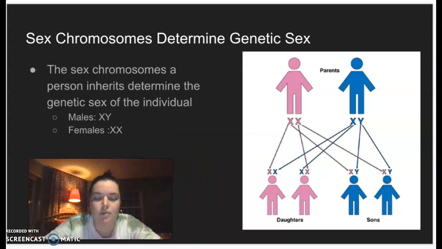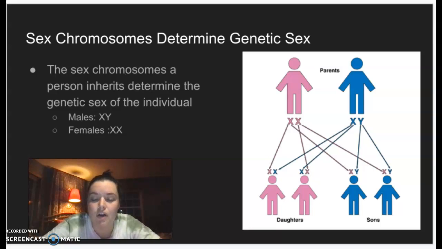So the sex chromosomes are what determine the genetic sex of an individual. They are inherited from the parents, as seen right here in this image, and males have an XY chromosome and females have two X chromosomes. So the mother will always pass on an X chromosome and the father will pass on either an X chromosome or a Y chromosome. This means that the Y chromosome is the deciding factor if someone is male or female.